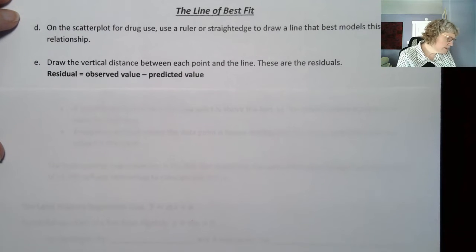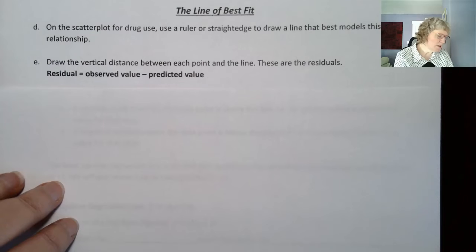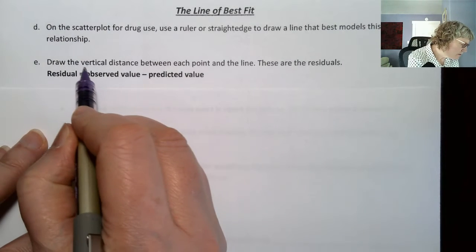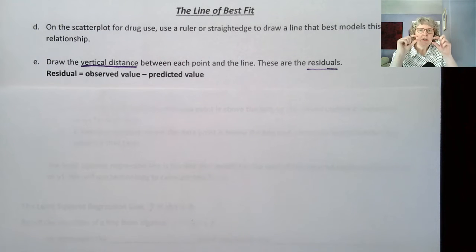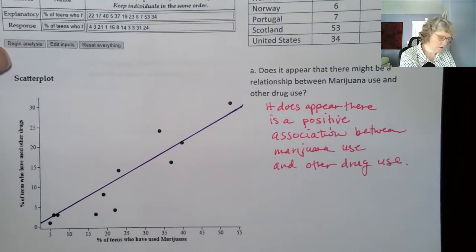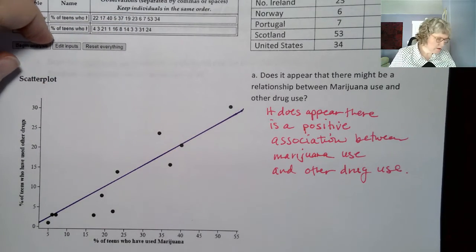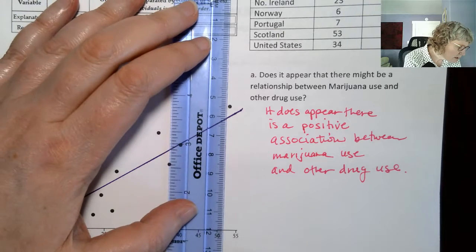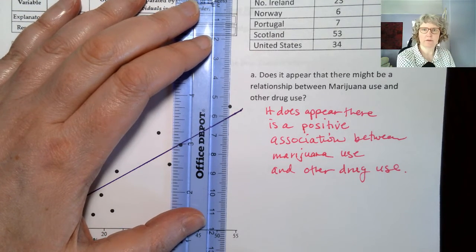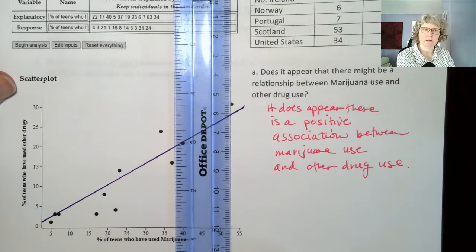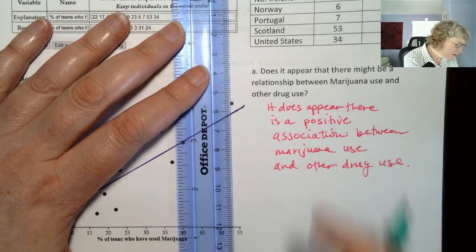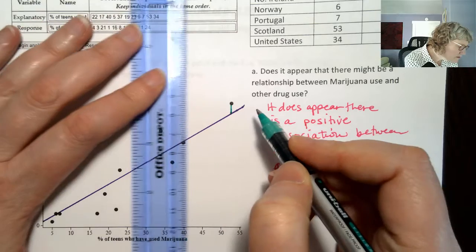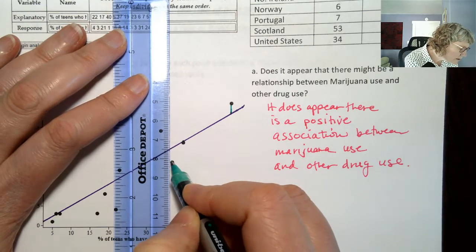The next thing is draw the vertical distance between each point and the line. So this vertical distance is a special quantity. It's called the residual, between each point and the line. I'll show you what I mean here. I'll take my ruler since I've got it and try to make this as vertical as I can. I'll use the screen to help me. If I draw this vertical distance, each point has one, right? Unless it's right on the line.